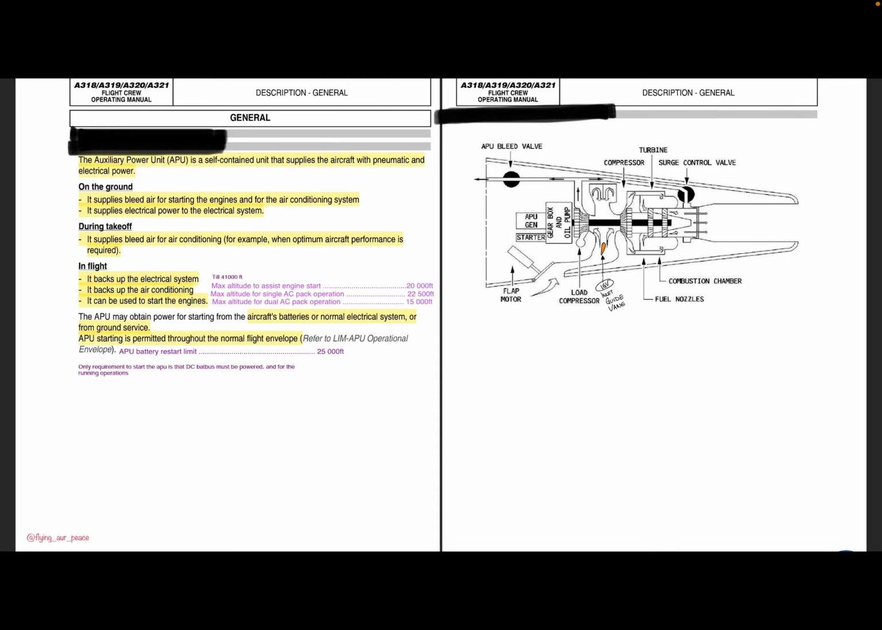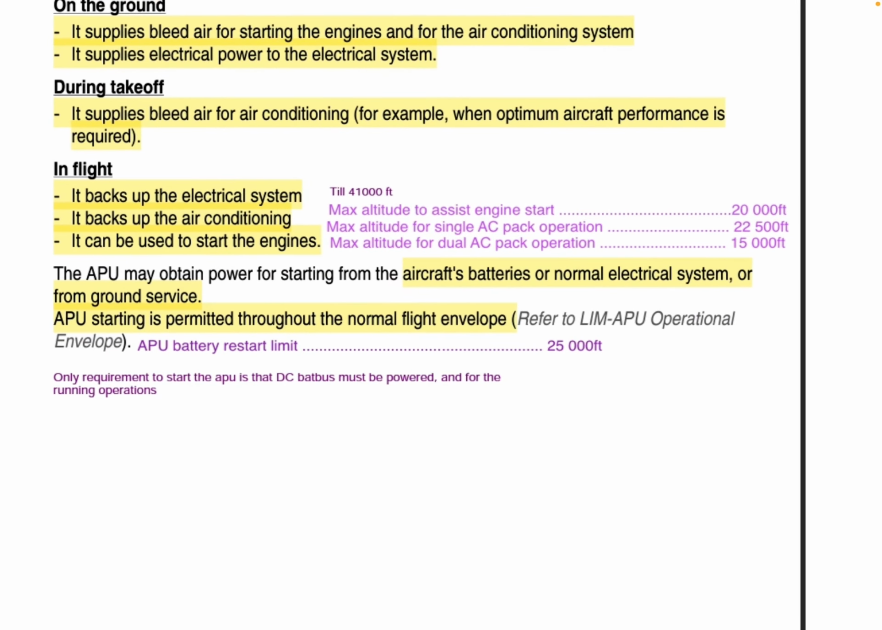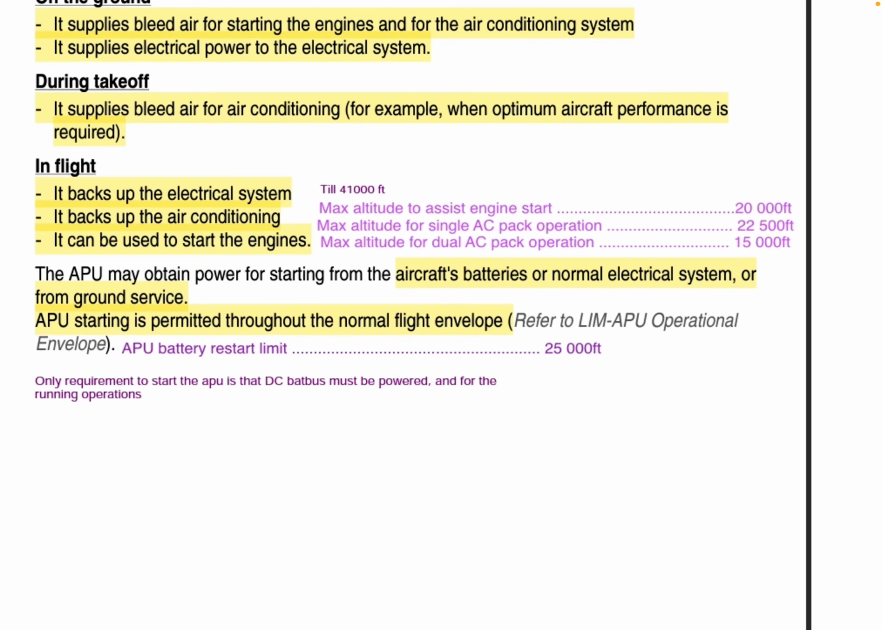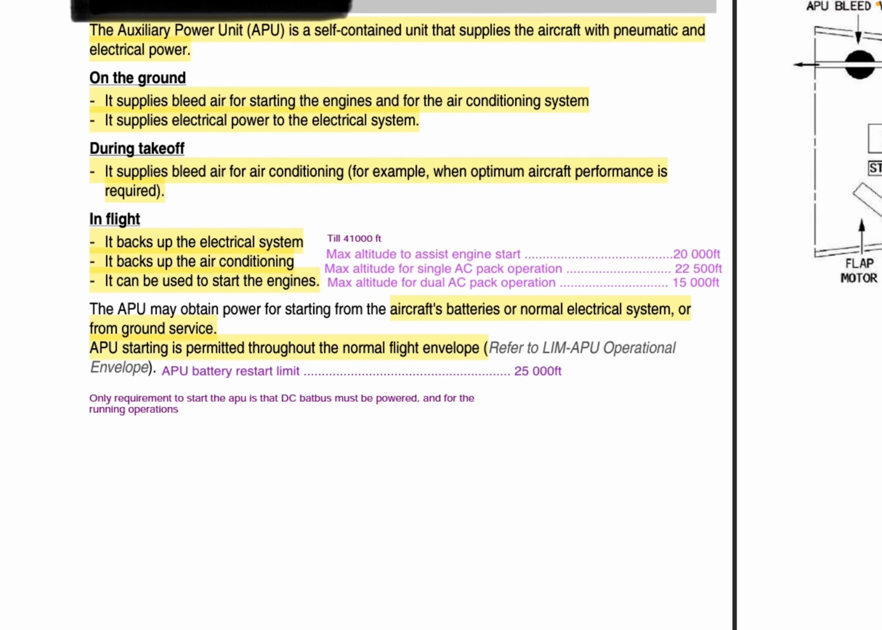So what do you need for running operations of APU? Sometimes the question can be asked. You need the DC bat bus to be powered. If the DC bat bus is powered, then only you can use APU. Is it clear? Right.